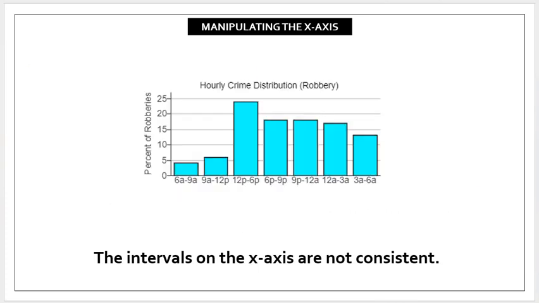And here's an example of manipulating the x-axis. This is hourly crime distribution, and my horizontal axis has the times from 6 a.m. to 9 a.m., 9 a.m. to noon, and then noon to 6, and then 6 to 9. So all of these bars are representing 3-hour intervals, except for this tallest bar, and it's representing a 6-hour interval. Well, because it's representing a longer period of time, it should have probably twice as many crimes during that time period as the other bars do.